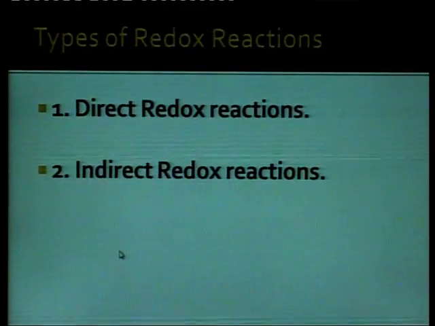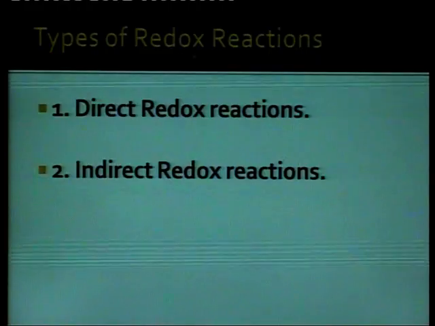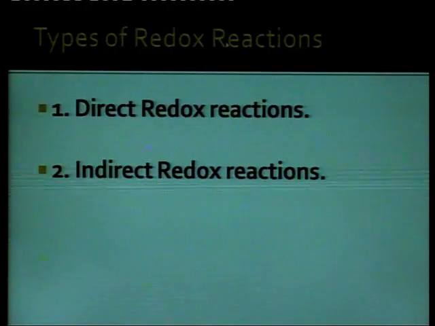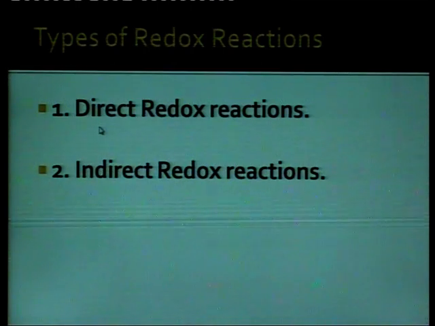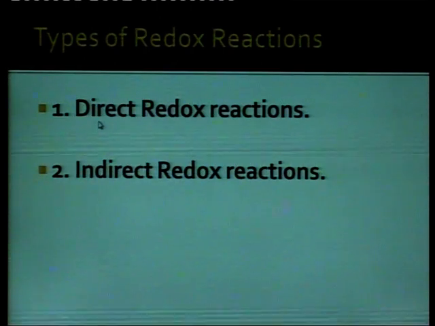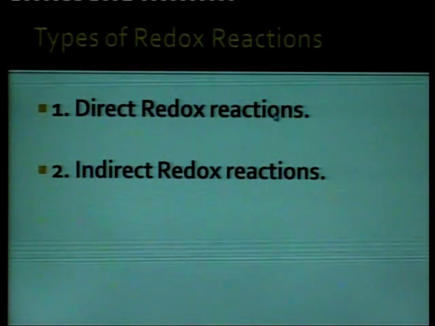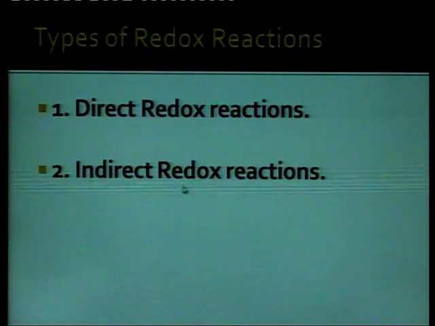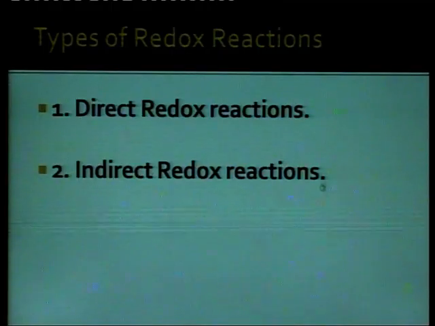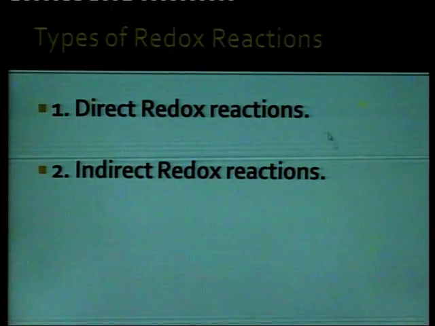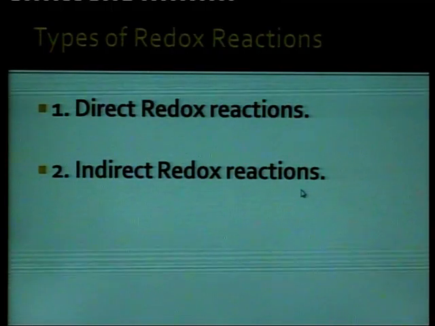Now, how many types of redox reactions are there? There are 2 types of redox reactions, that is direct redox reactions and indirect redox reactions. Let us discuss these two types of redox reactions in detail.